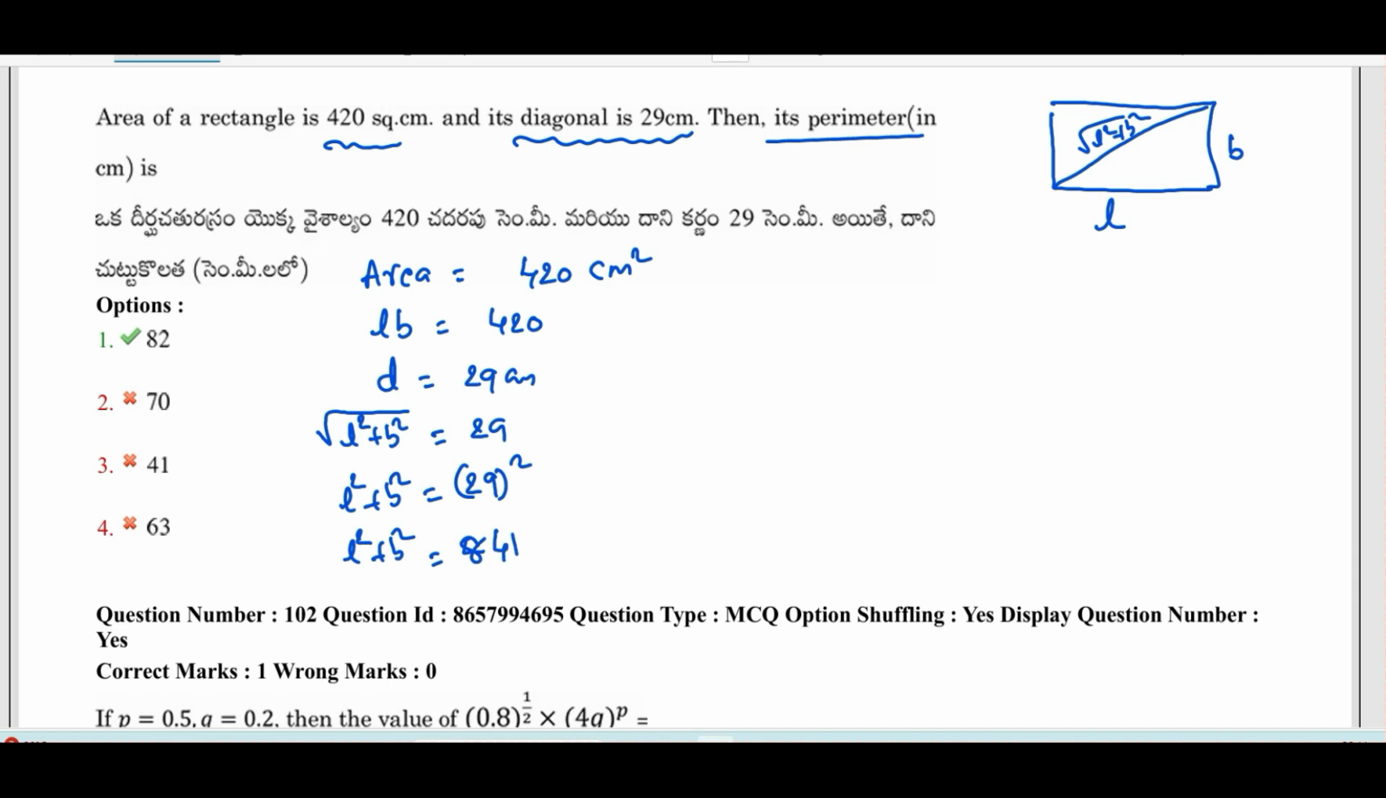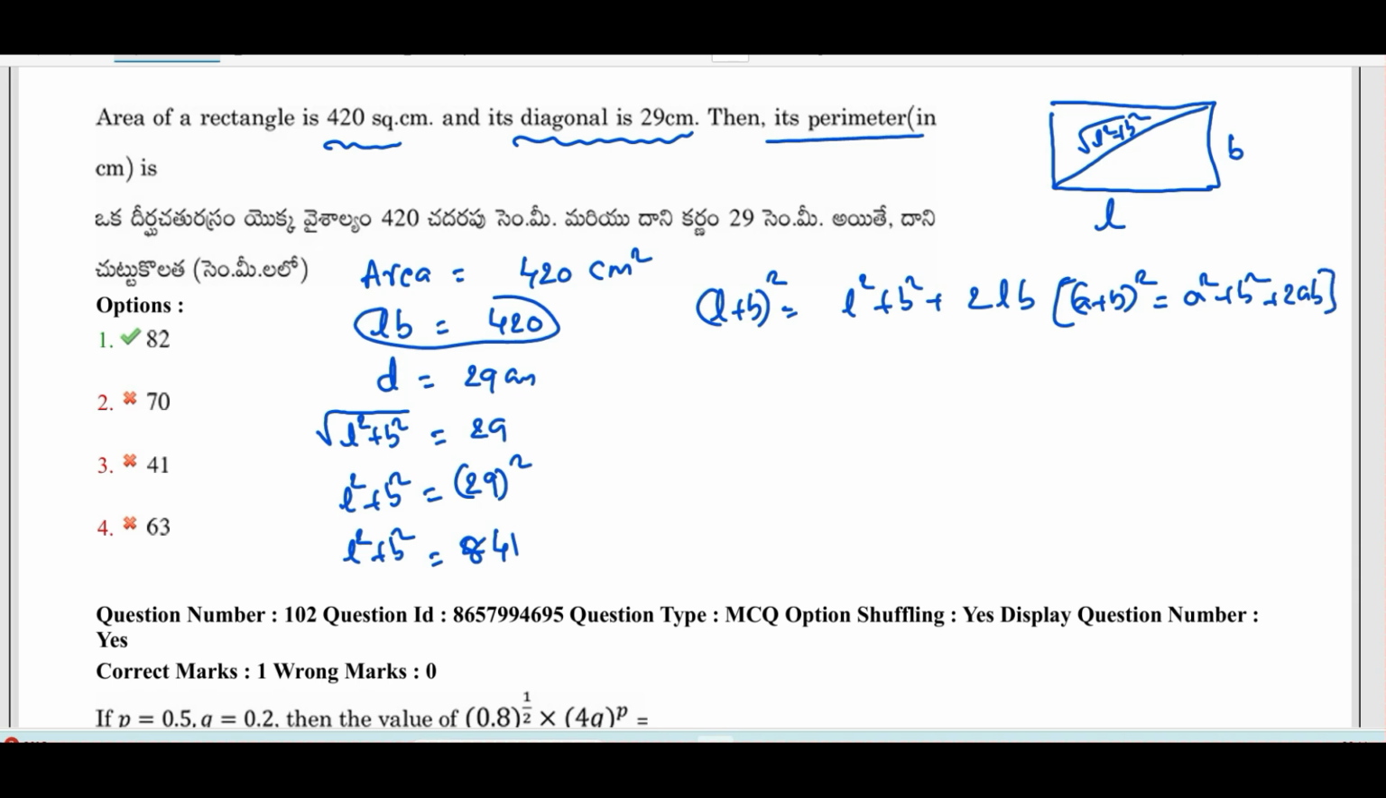Now we know L into B, and we know L square plus B square. From this, if I apply L plus B whole square, it is equal to L square plus B square plus 2LB. That means I applied the formula A plus B whole square, which can be written as A square plus B square plus 2AB. By using this formula, L plus B whole square can be written as L square plus B square plus 2LB.